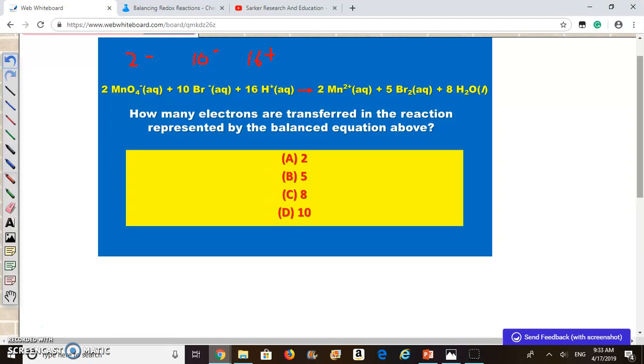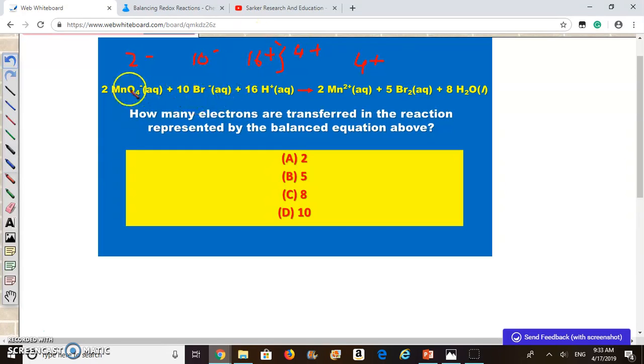So what is the net charge here on the left hand side? It's a 4 positive, right? 16 minus 12 is 4. Now here you have 2 plus and 2 of this. So this is 4 plus as well. So in terms of charge also, this is a balanced equation.